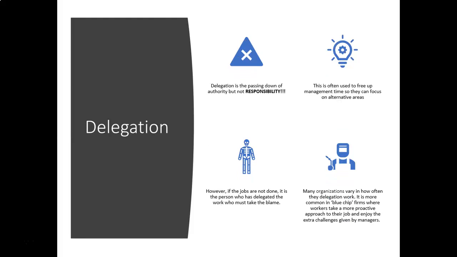Delegation is the passing down of authority, but not the responsibility. This is often used to free up management time so they can focus on alternative areas. However, if the jobs are not done, it is the person who has delegated the work who must take the blame. And then many organizations vary in how often they delegate work. It is more common in blue chip firms where workers take a more proactive approach to their job and enjoy the extra challenges given by the managers.